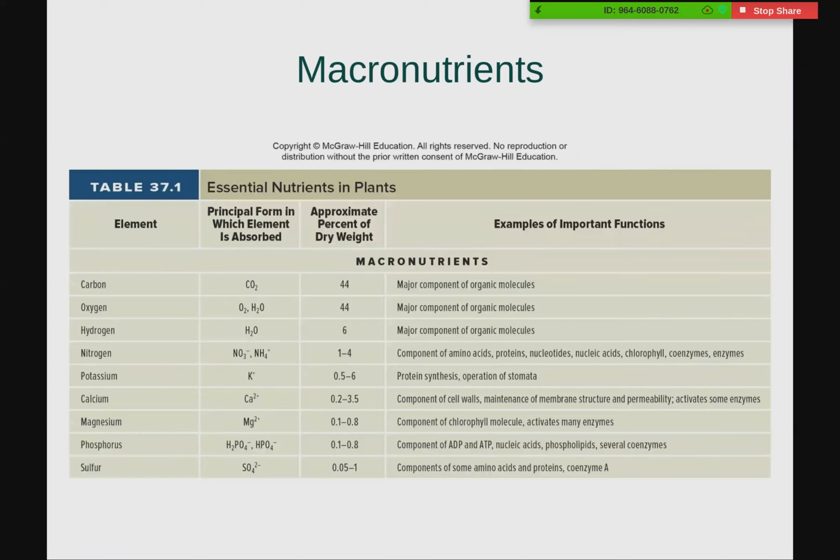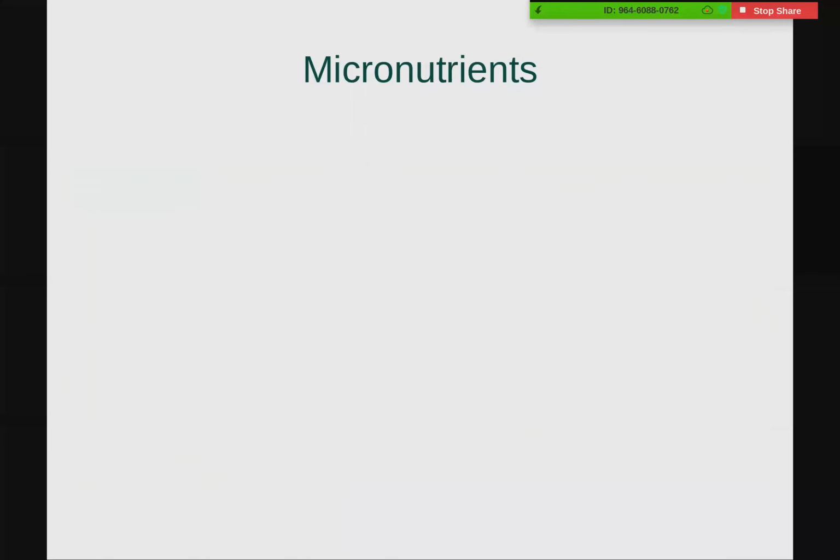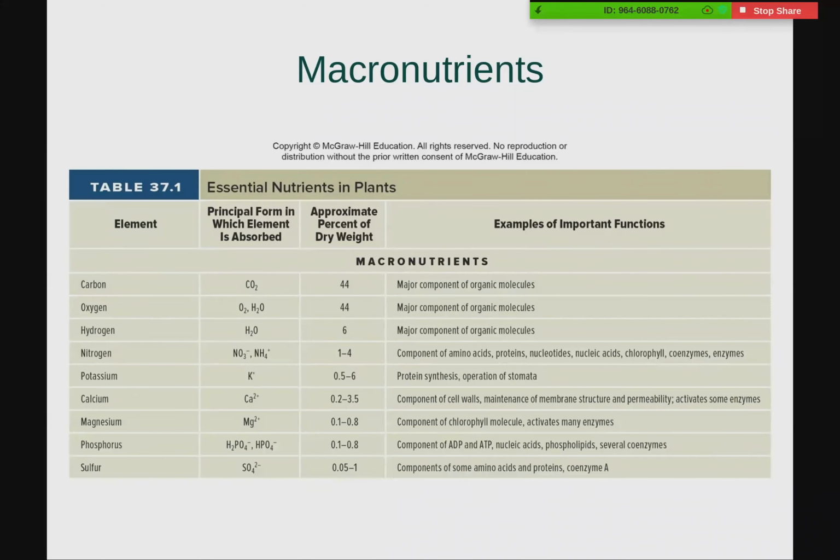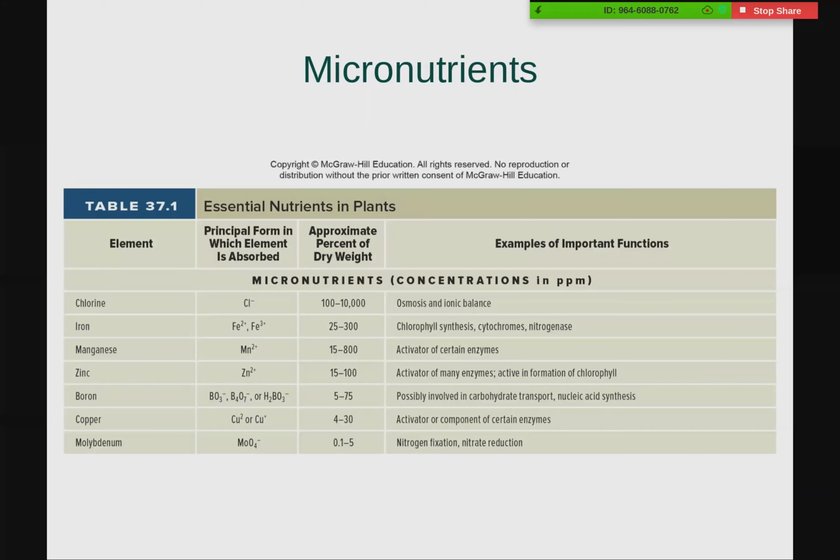So I've given you a handy dandy table here with the different elements that are important, the principal form which is absorbed in the plants, and then the percentage of dry weight. You can see carbon and oxygen come together to give us about 88% of plant biomass, with hydrogen being 6%, nitrogen being 1 to 4, and so on and so forth. So it's a really handy table for you to take a peek at when you have a few minutes, for macronutrients, and then followed up by micronutrients.